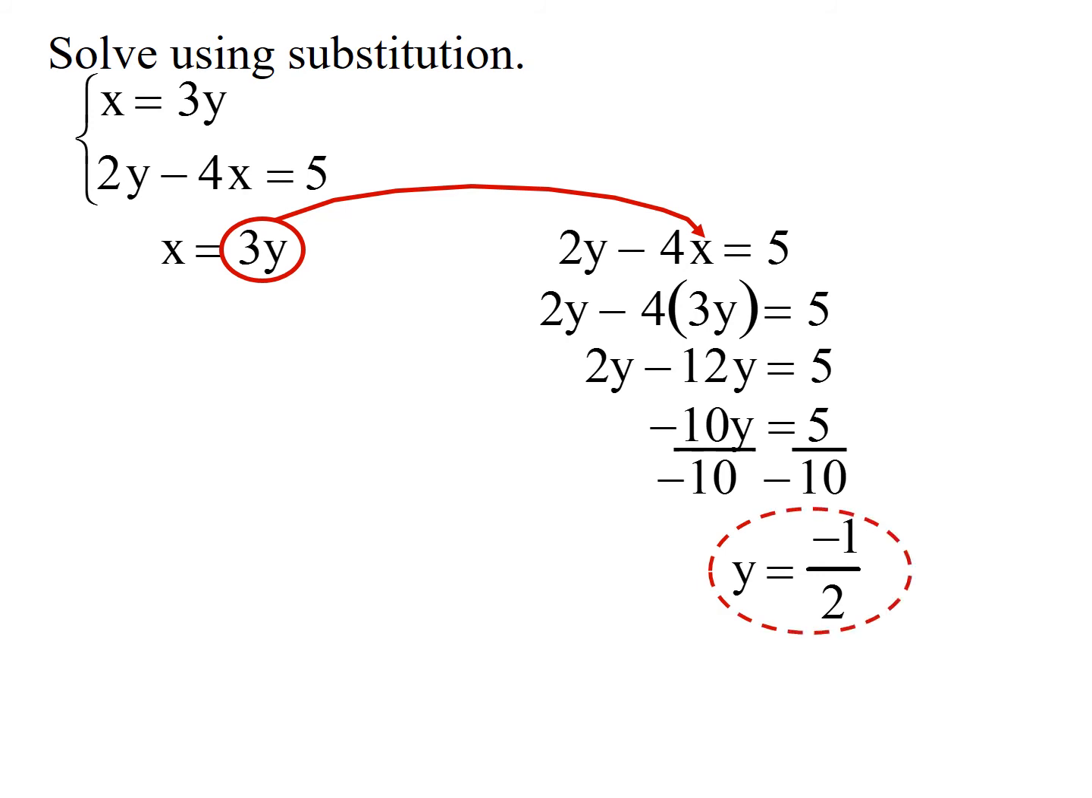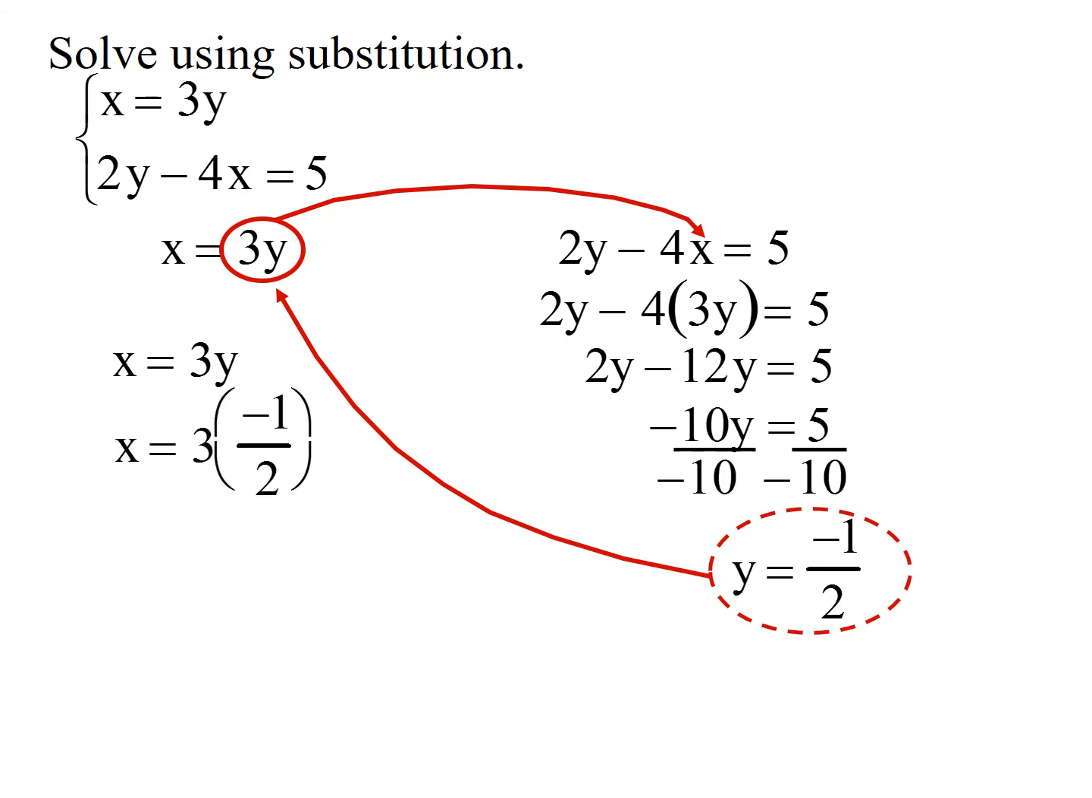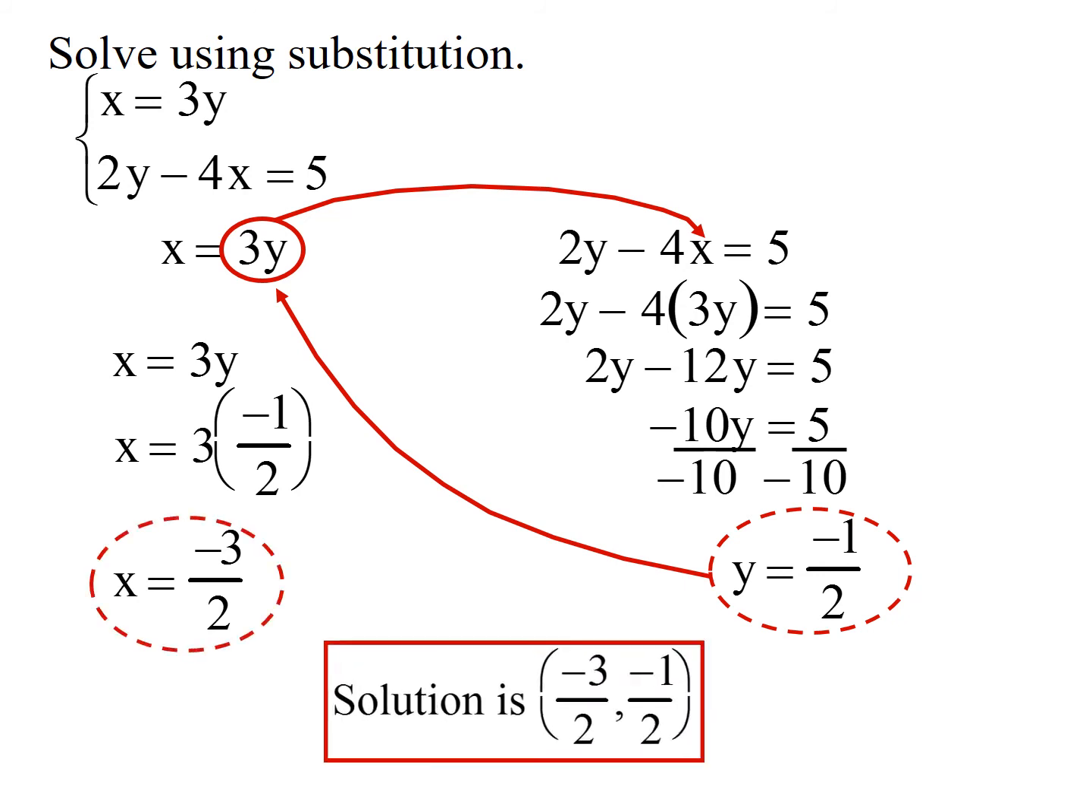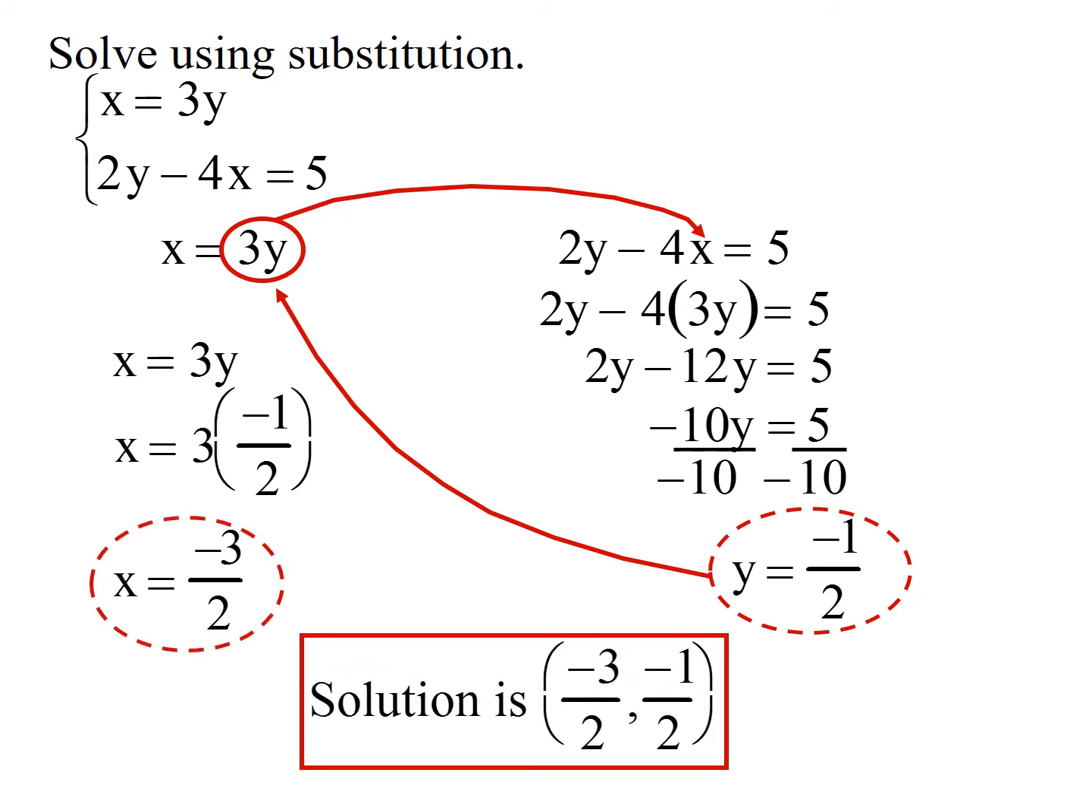Now remember, in order to get the answer to a system, you have to have both the x and the y value. So now take the y value and plug it in to the original equation, x equals 3 times y. So now x is equal to 3 times y, which we figured out is negative 1/2. So 3 times negative 1/2 is equal to negative 3 over 2. Take your answers, arrange them correctly in an ordered pair, and you'll know that the solution to this system is negative 3 over 2, comma, negative 1 over 2.